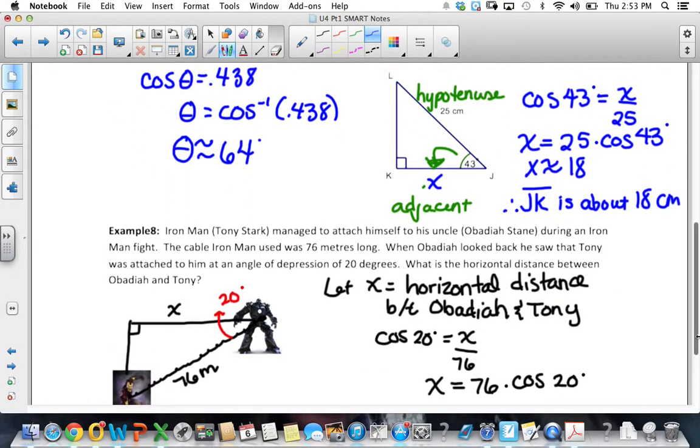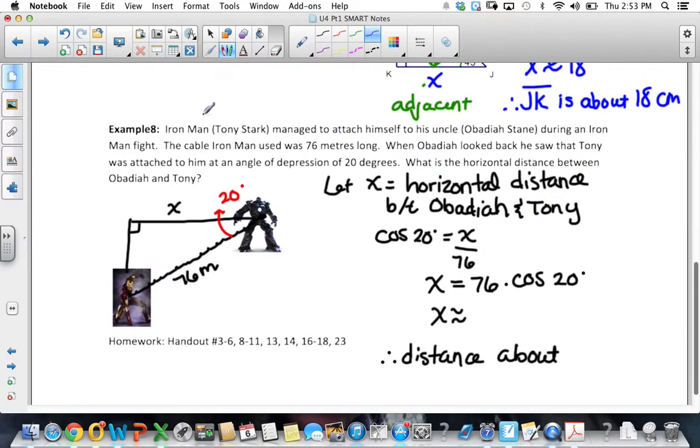And the last one is an example. Iron Man, Tony Stark, he's attached himself to his uncle, Mr. Sine up here, during a fight, and when the uncle looks back, he sees Tony, and he's at an angle of depression of 20 degrees. So it might be more appropriate to go like that for the arrow, so that you understand that's the angle of depression. So we are trying to find how far the Sine is from Stark. So we're trying to find this distance here, the x.